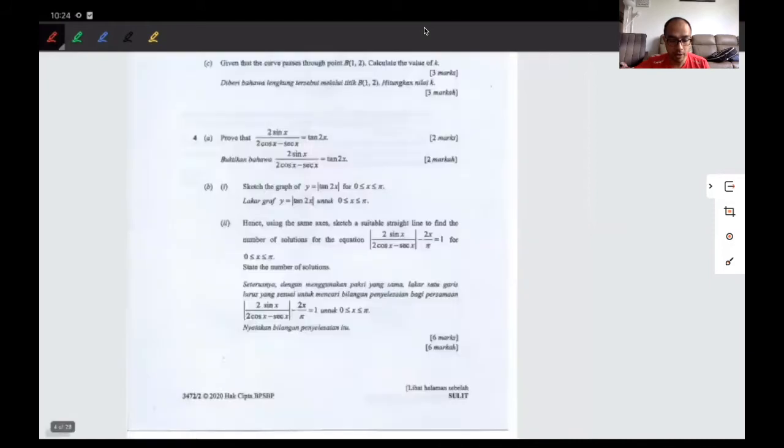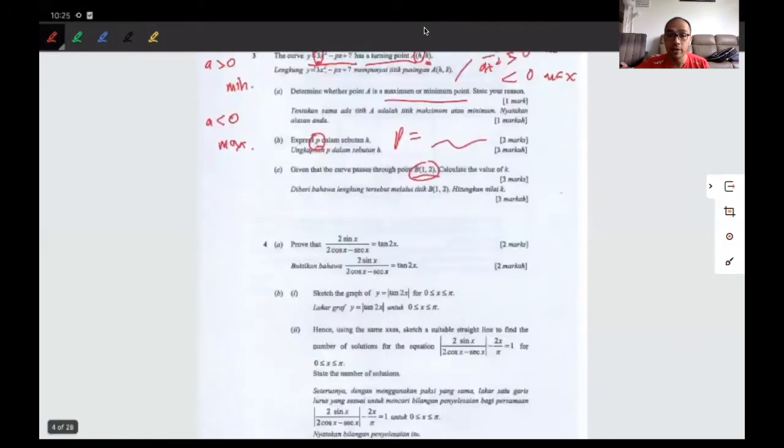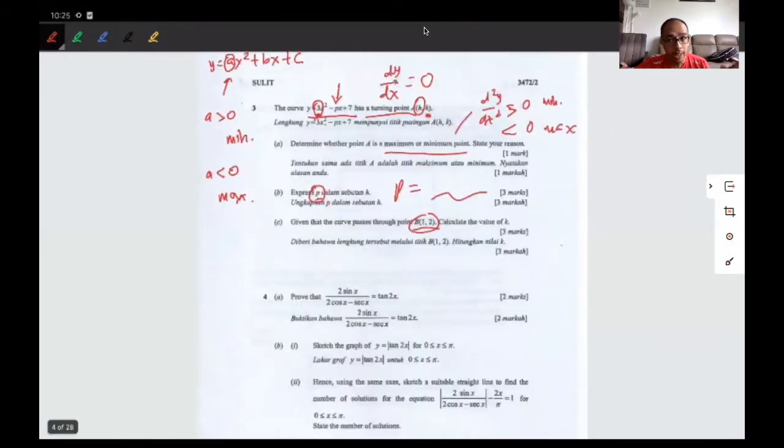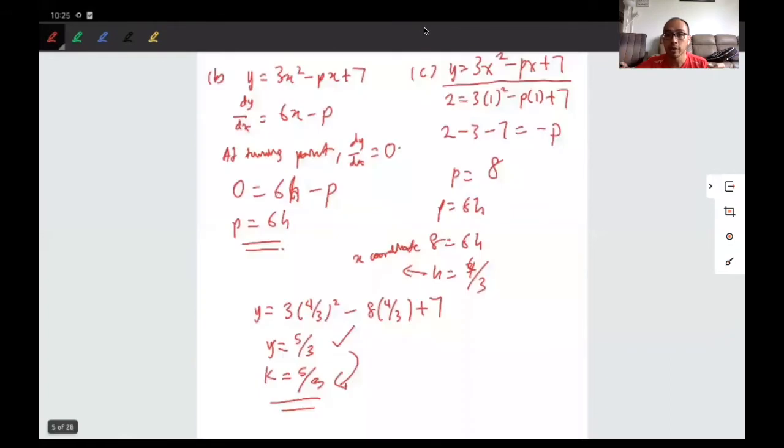Okay, state the value of K. Yeah, calculate the value of K. I know K is the Y coordinate, okay, but make sure that you have that last step.